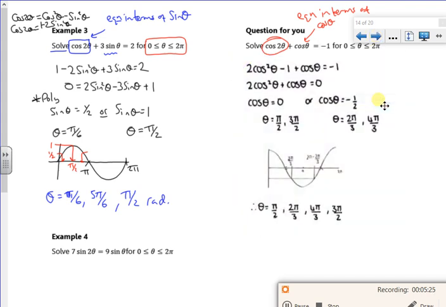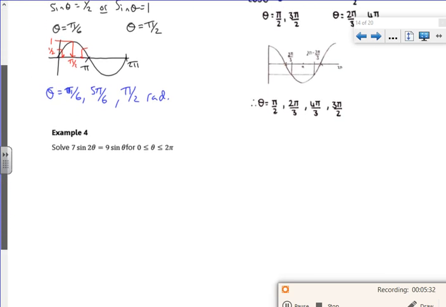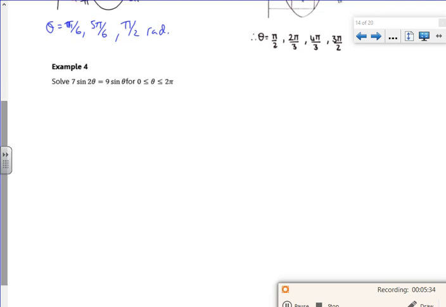Boing. So you should get that, for example 3. So just have a go at that. Hopefully you got that. All right, I've got time. Let's have a look at example 4. Whoa. Look at this one.